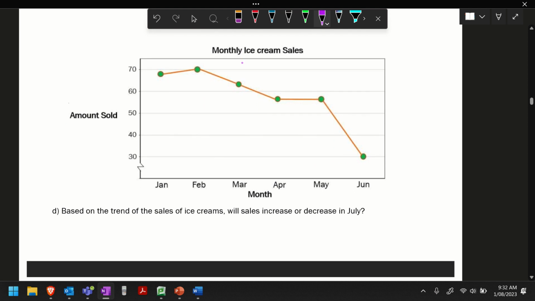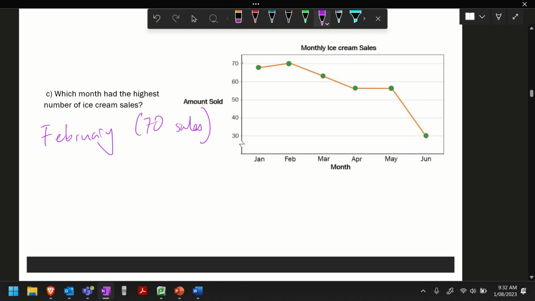Am I moving too quickly or are we all good? This one here, man. Did you put February when you asked which month had the highest? Does it say which month had the highest? Yeah, so it'll be February.